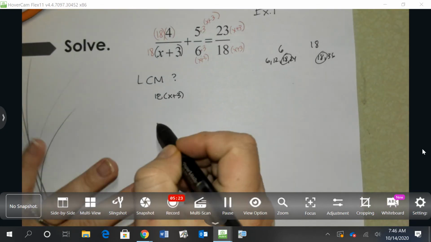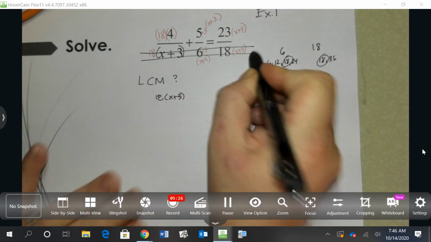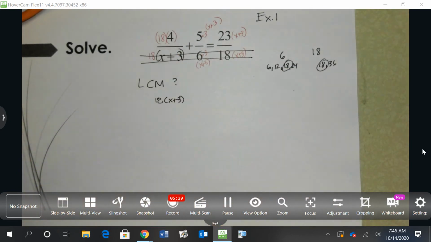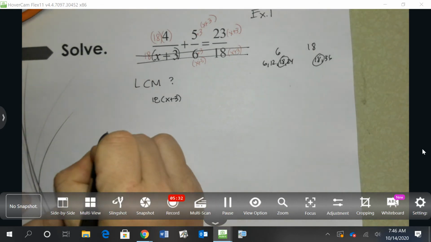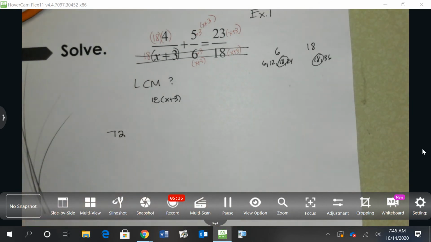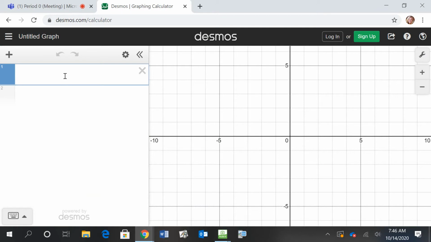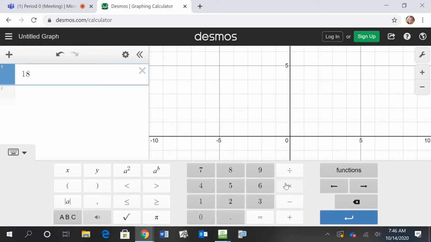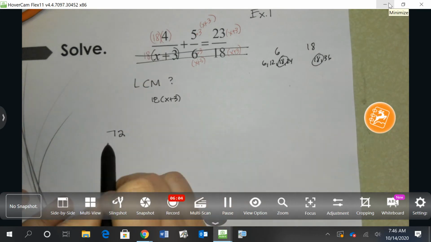So literally what I'm going to do is cross out the denominators and write down what I have on top. So 18 times 4, I know that is 72. If you didn't know this, we could go over to Desmos. Remember, Desmos is also a calculator, and I could take 18 times 4. I think I said times 2, but I meant to say times 4. To show you, 18 times 4 is an answer of 72. Remember, this is a calculator as well, not just a graphing device.